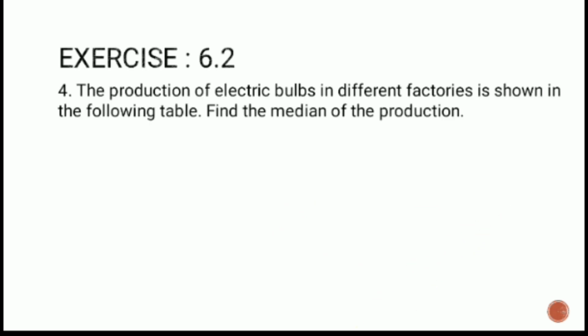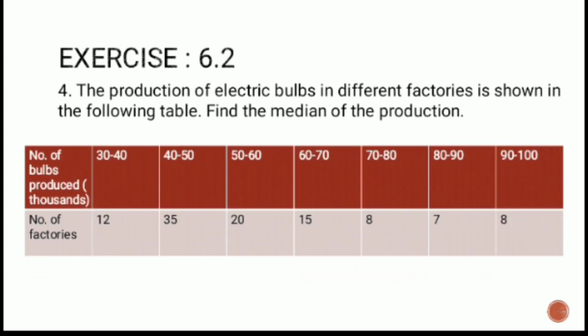Now starting with our fourth sum: the production of electric bulbs in different factories is shown in the following table. Find the median of the population. By seeing the table, the number of bulbs produced is in thousands: 30,000 to 40,000 there are 12 factories, 40 to 50,000 there are 35 factories, 50 to 60,000 there are 20 factories, 60 to 70,000 there are 15 factories, 70 to 80,000 there are 8 factories, 80 to 90,000 there are 7, and 90 to 100,000, that is 1 lakh, there are 8 factories.